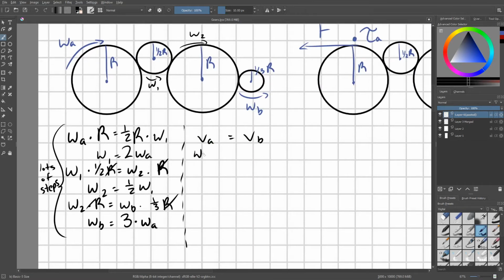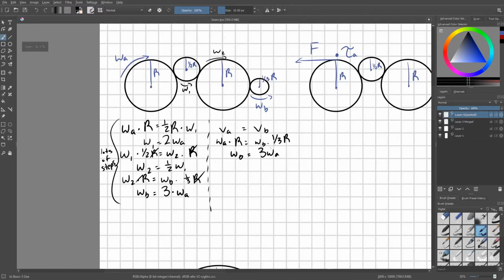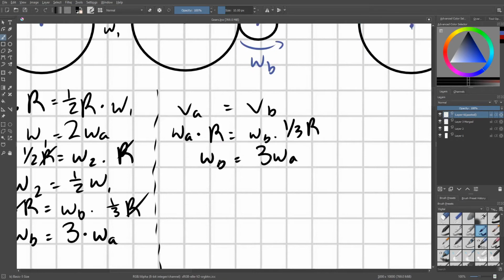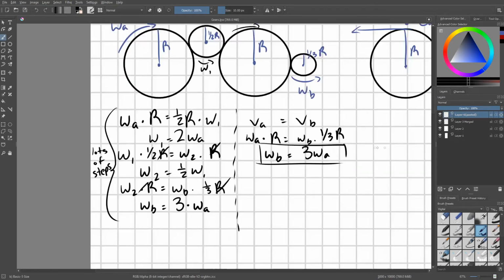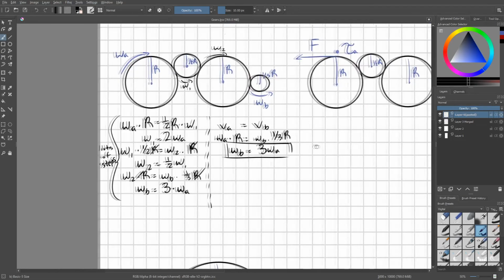So we get omega A times R just equals omega B times 1/3 R. And we get that omega B equals 3 omega A. Right? And this shouldn't be surprising at all, but it's good to check.